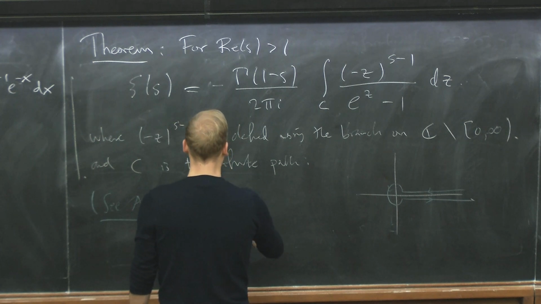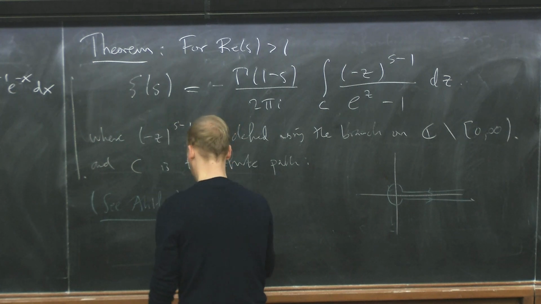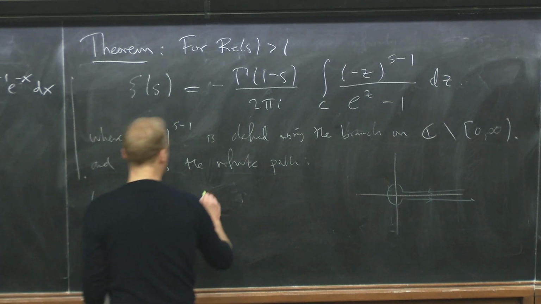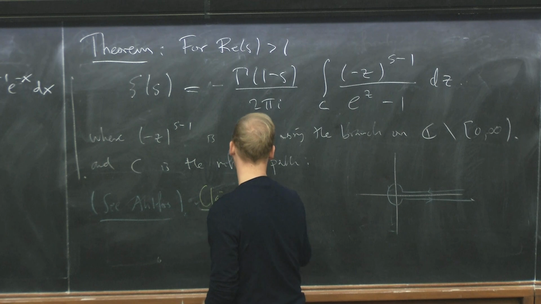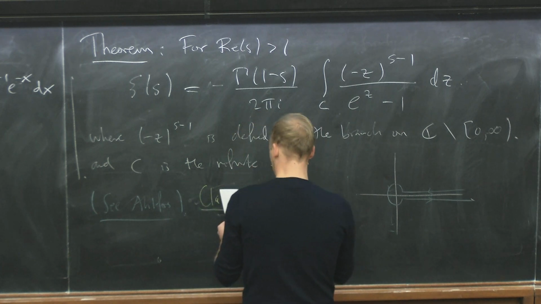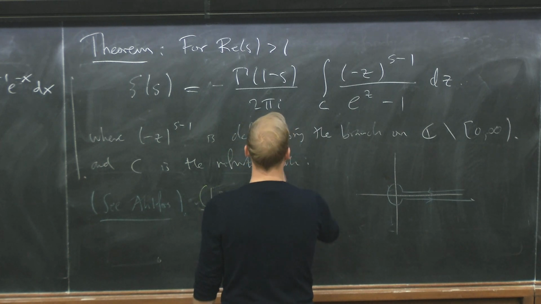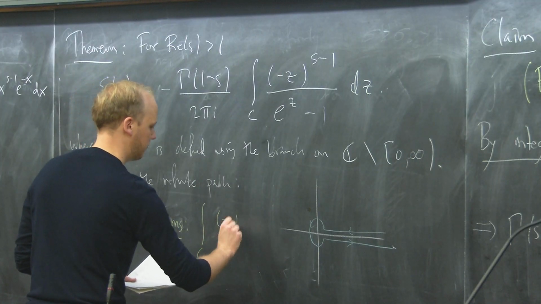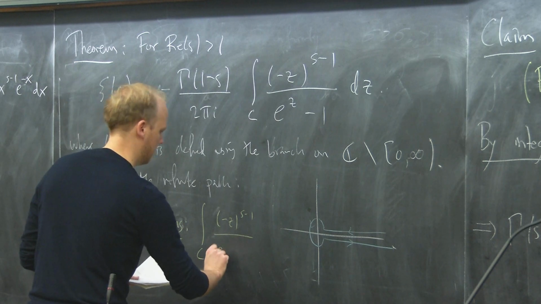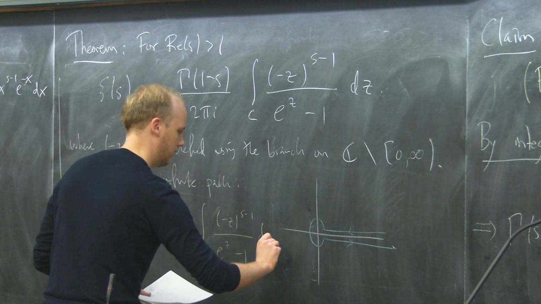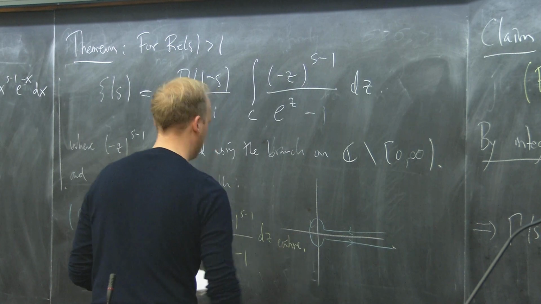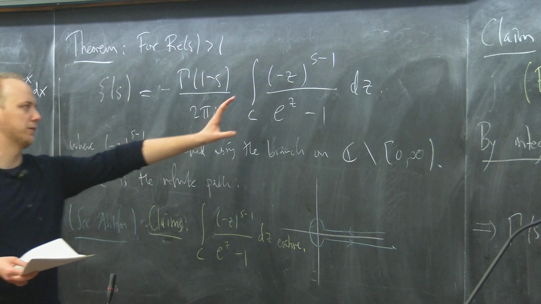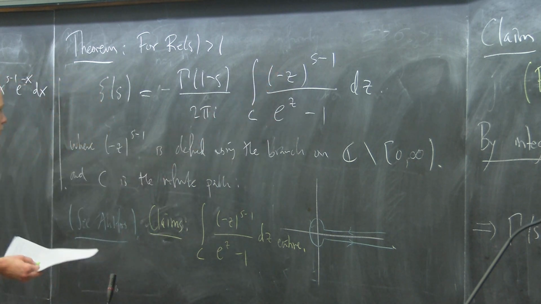Then we also have the following claims. First of all, this integral part here, you can check that this is entire. So it's holomorphic on the entire complex plane, which is good because it means it doesn't interfere with any poles. It doesn't add any poles to this.